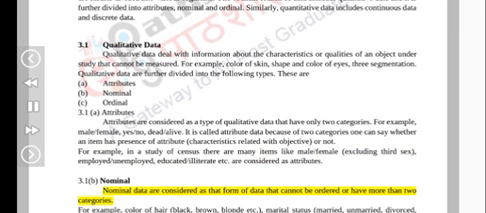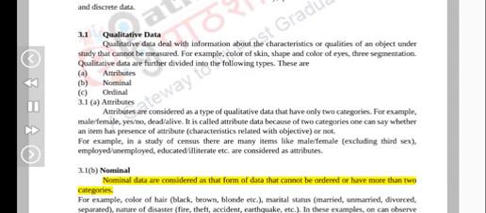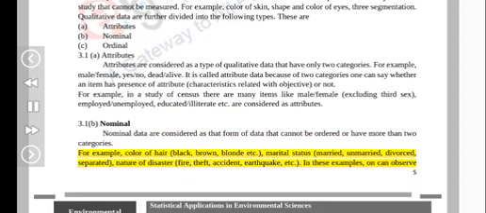3.1b Nominal. Nominal data are considered as that form of data that cannot be ordered or have more than two categories. For example, color of hair: black, brown, blonde, etc. Marital status: married, unmarried, divorced, separated. Nature of disaster: fire, theft, accident, earthquake, etc.